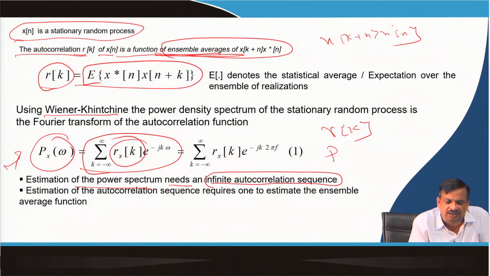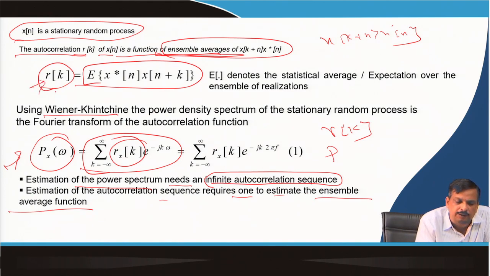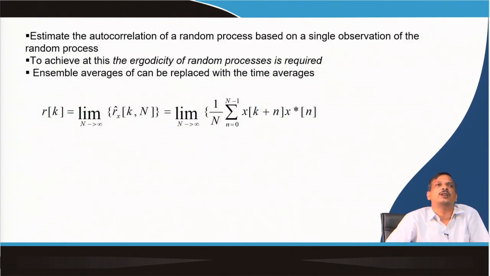Estimation of the autocorrelation sequence requires one to estimate the ensemble average function. If this Rk is the finite autocorrelation sequence representing the ensemble version of the signal, then only can I say the power spectrum is nothing but the Fourier transform of that autocorrelation sequence. So, that is used for power spectral estimation.